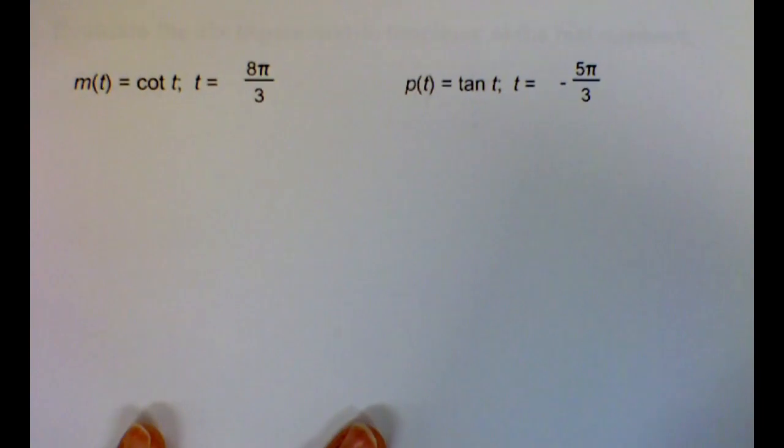All right, 8 pi over 3. Well, it's too big, so start off the same way we did with the last ones. We'll subtract 2 pi.